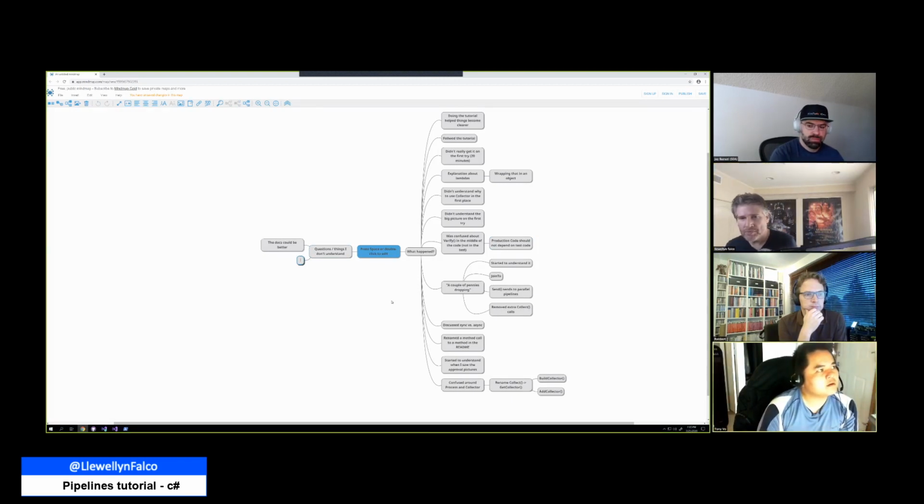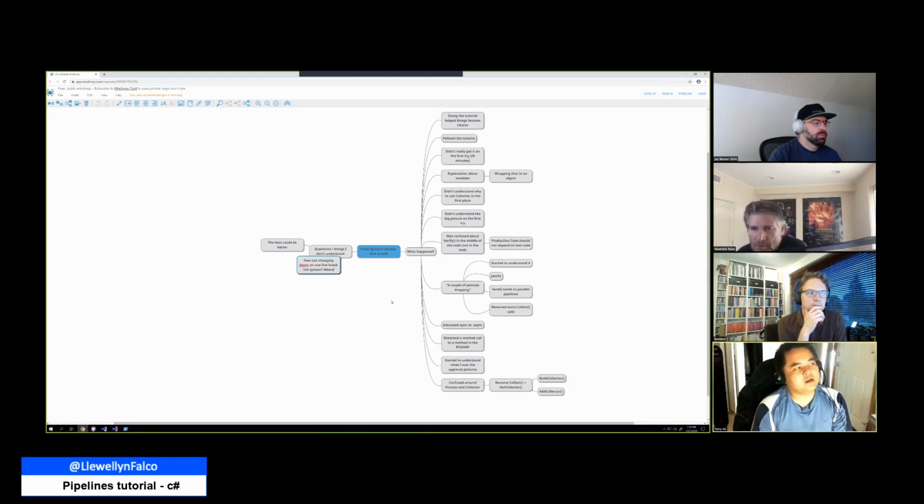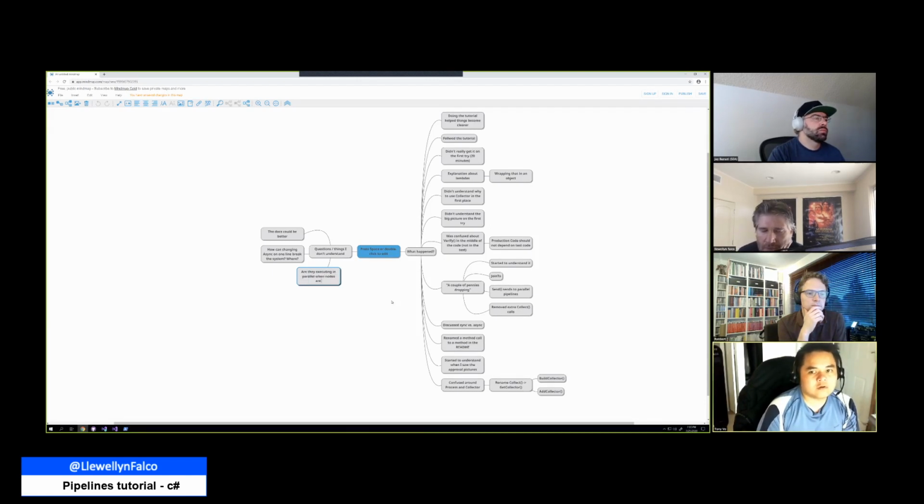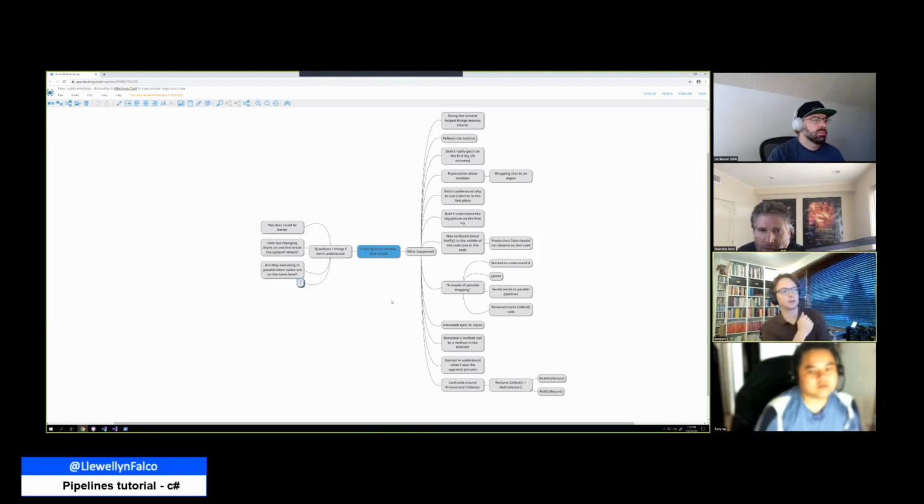Question then. How come changing to async one line breaks the system? Where does it actually break the system? Other question then is, are they executing in parallel when the nodes are on the same level? I think yes.